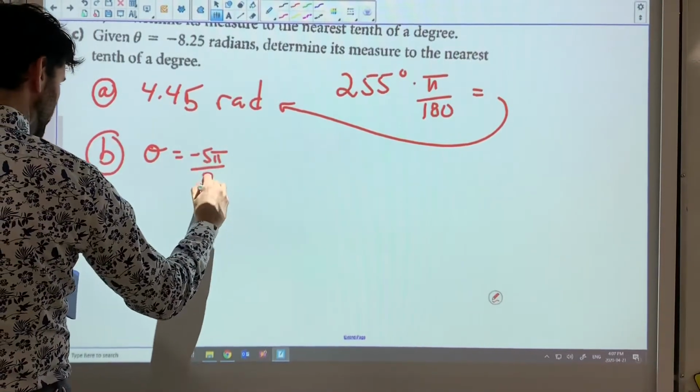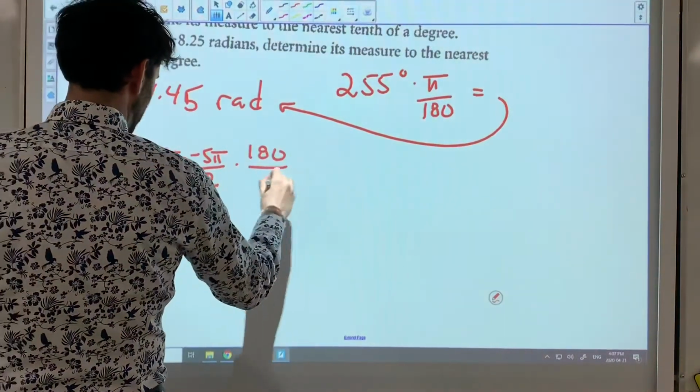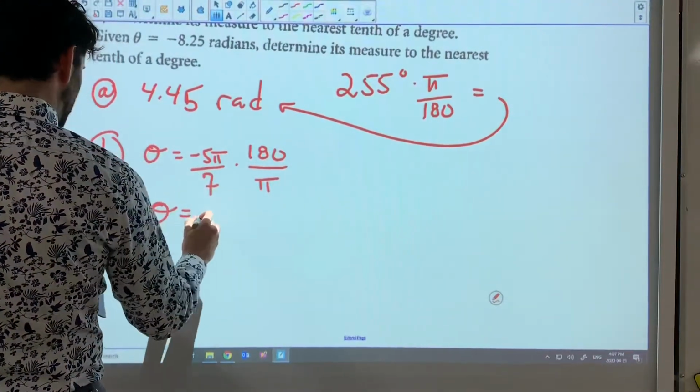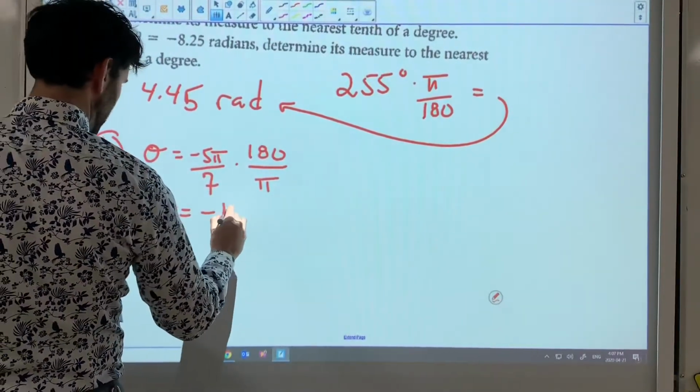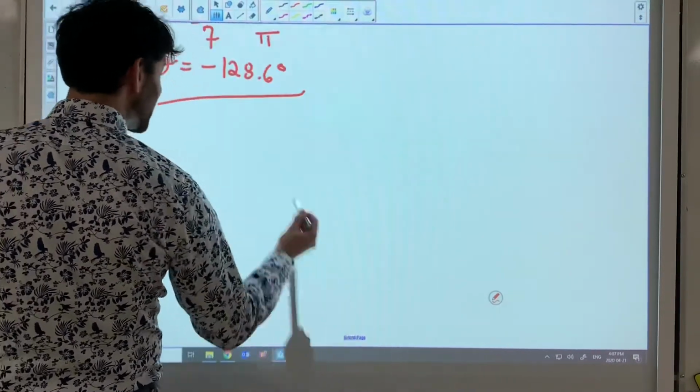So that's what they give us. We'll convert it, right? So we'll go 180 divided by pi. When you do that, you're going to get negative 128.6 degrees.